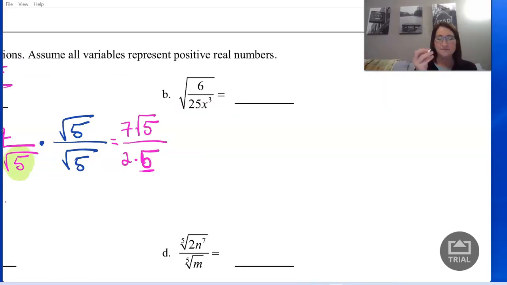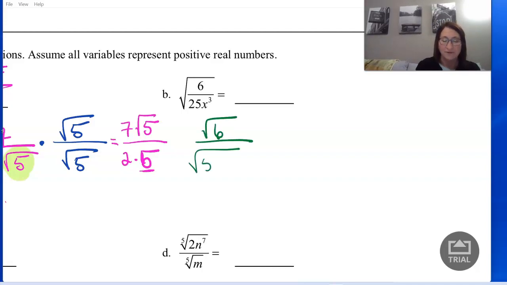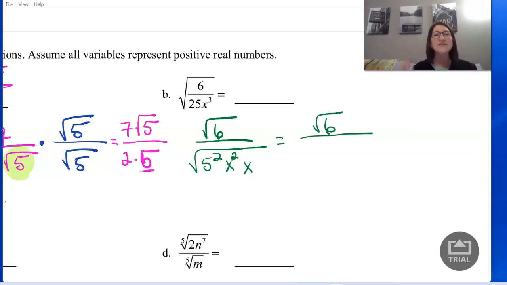So let's simplify this. Let's take this to the square root of 6 over the square root of 25, which is 5 squared. Then let's break that x cubed down to x squared times x. I'm going to simplify what I can. I can't do anything with that numerator, but in the denominator, I can take out a 5x. I've still got a square root of x. That square root of x is a little problematic. I need to get rid of that radical sign in the denominator.